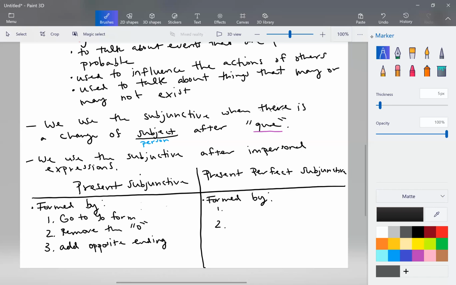How about the present perfect subjunctive? There's two steps. We form it by, up there, yep. So subjunctive haber. Yes. And a past participle of the verb that you want to use. So most of those end in ado or ido, with some exceptions for irregular past participles.